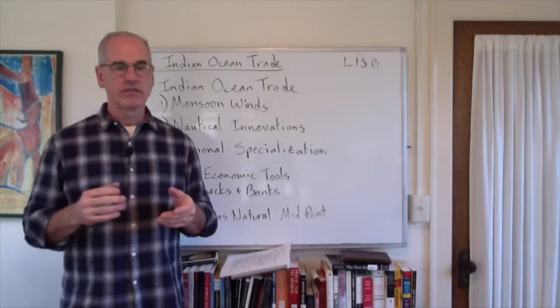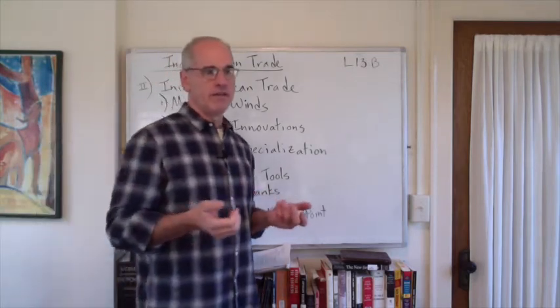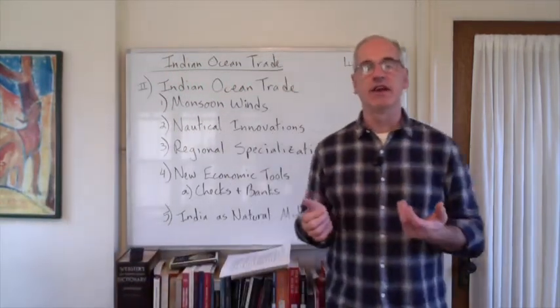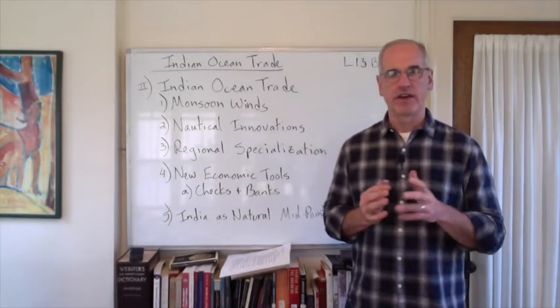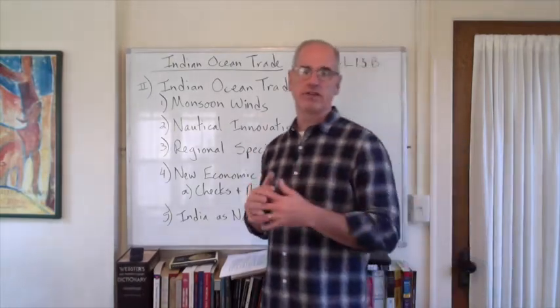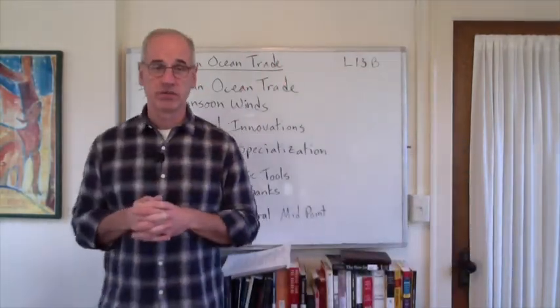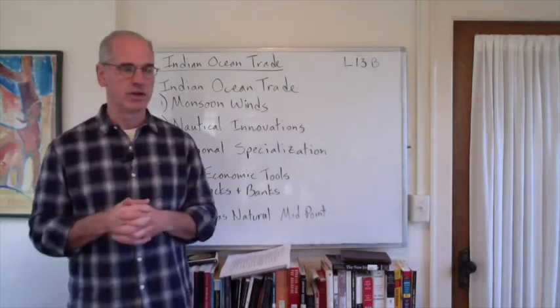What this allows merchants to do is this: they didn't have lateen sails at this time. Lateen sails are those triangular sails, and they allow you to tack into the wind very effectively. But most sailors at this point just had square rig sails, which are good if you have the wind behind you, but they're not very good for tacking into the wind or across the wind.